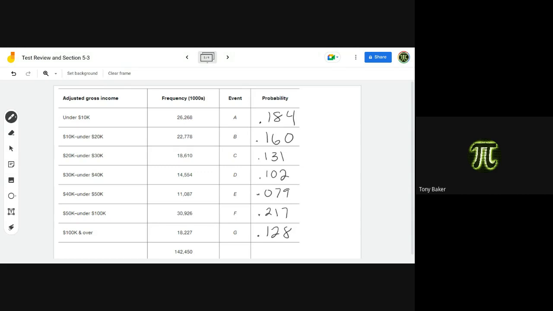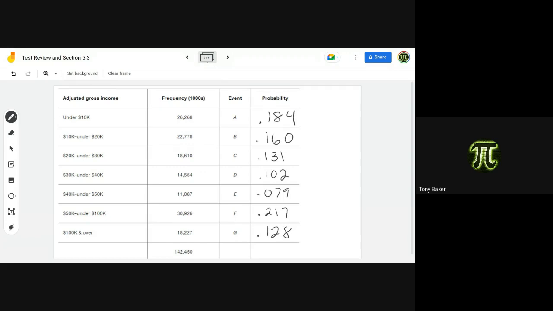All right. Now, the nice thing about having all that is now it's really easy to answer your questions because all you're going to do is add and subtract the things you want. Okay. So, what's the probability of having a return under 10,000? 0.184. Okay.